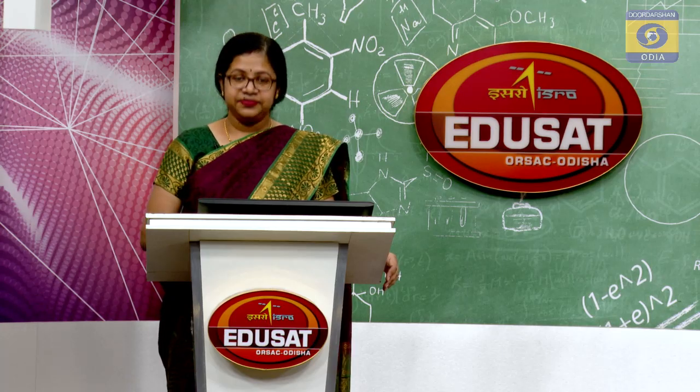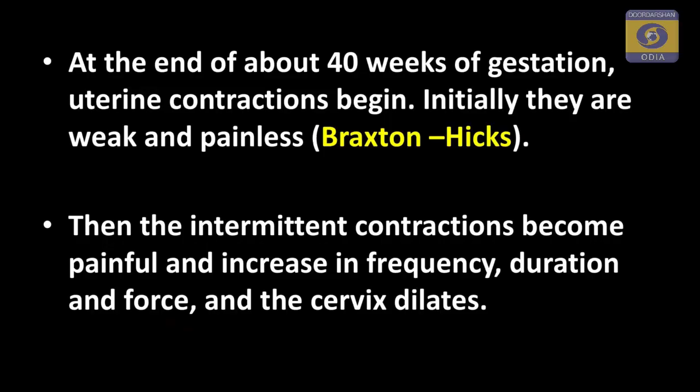Now, at the end of about 40 weeks of gestation, as we studied earlier, it is 9 months plus minus 7 days for the entire period of gestation. So, we can say it is about 40 weeks. So, at the end of your gestation period, which is 40 weeks, these uterine contractions will begin. Initially, they are weak and painless, or we can say it is a kind of false labor, and these are sometimes a false indication that the mother is going into labor, but these are false indications or false labor, and it is also called as Braxton Hicks.